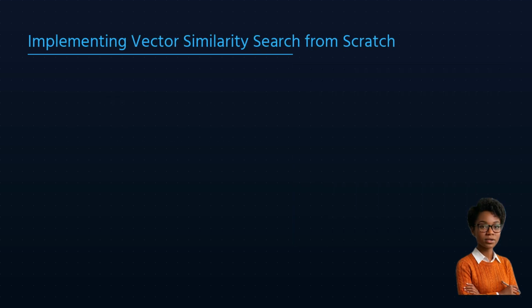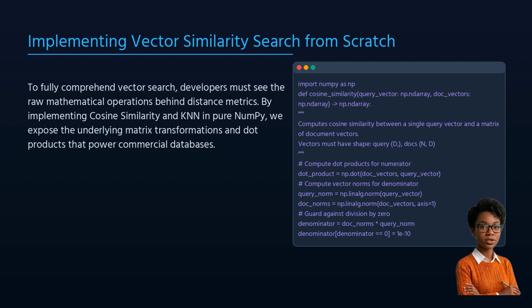To truly master this, we shouldn't treat vector search as a black box. Let's look at how we build this from scratch using NumPy. I have written a production-grade script that demonstrates exactly how cosine similarity is computed under the hood. In this script, we initialize a mock database of high-dimensional vectors, generate a query vector, and perform normalized matrix multiplication to instantly get our similarity rankings.